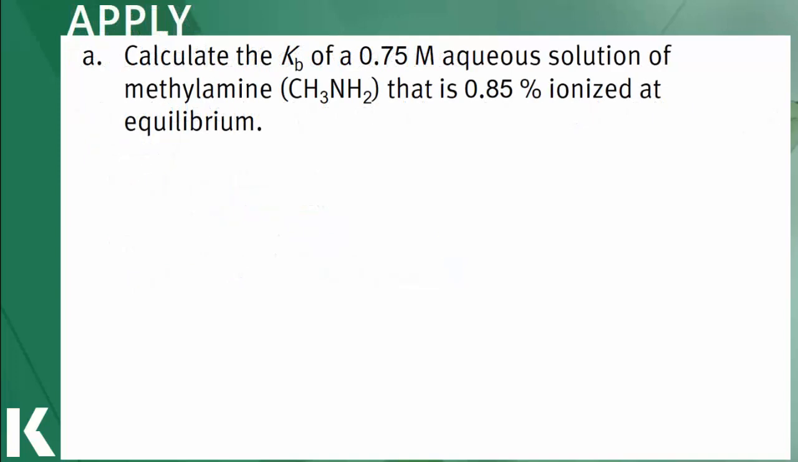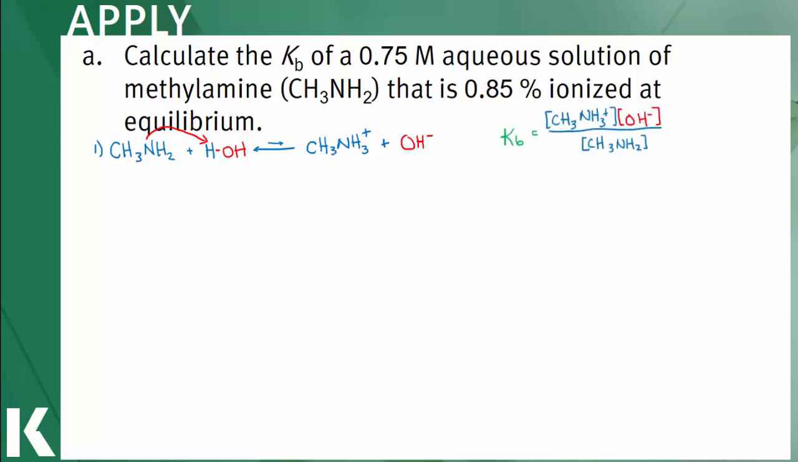This applied question asks us to calculate the Kb given the concentration of base and the percent ionized at equilibrium, which means we need to use the second method described earlier. The first step is to create the dissociation reaction of methylamine and water. So methylamine will accept a proton from water to form methylammonium and the hydroxide ion. The Kb expression will be the concentration of the products over the concentration of the reactant, excluding water.